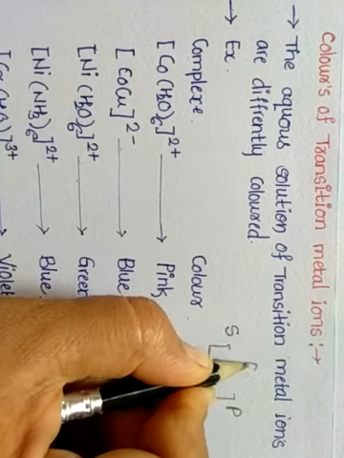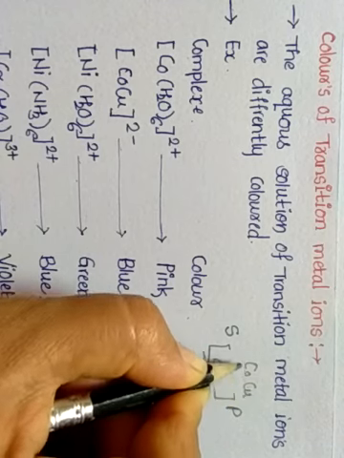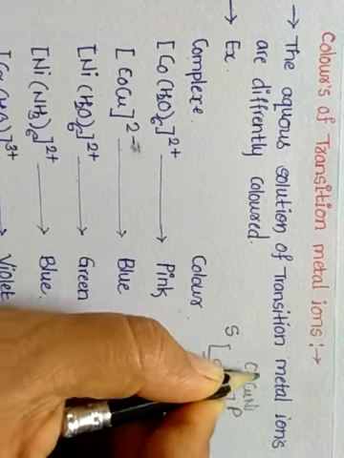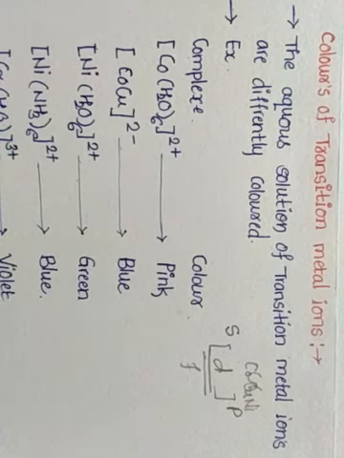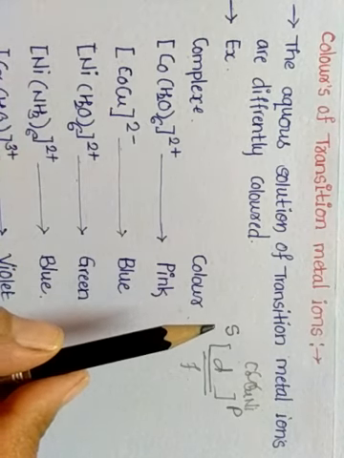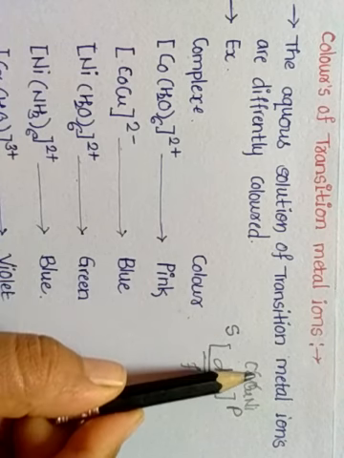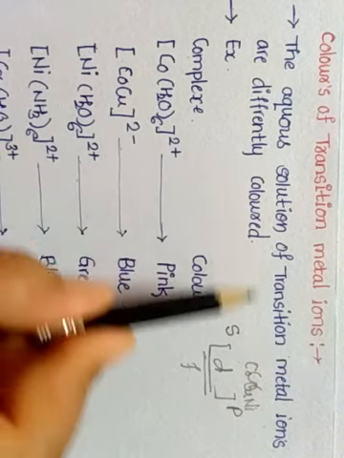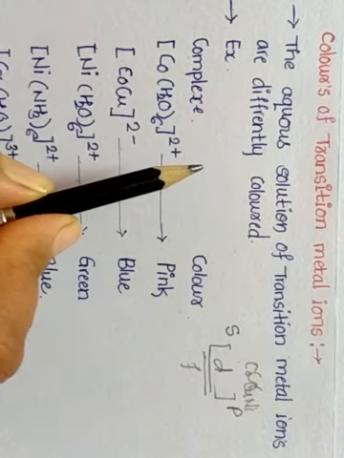Just take an example: cobalt is a metal, copper is a metal, nickel is a metal, chromium is a metal, isn't it? So these are some metals available in the transition series itself. Those metals we call transition metals, and the ions which appear in their aqueous states, we call transition metal ions. So the aqueous solutions of transition metal ions are differently colored. Why do they differ in color?